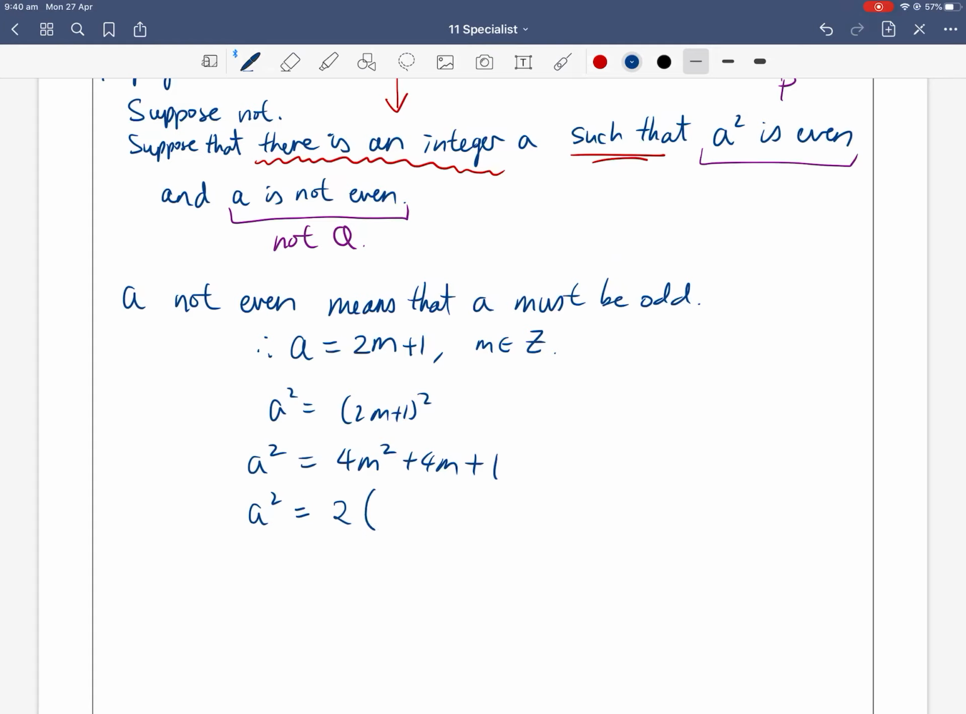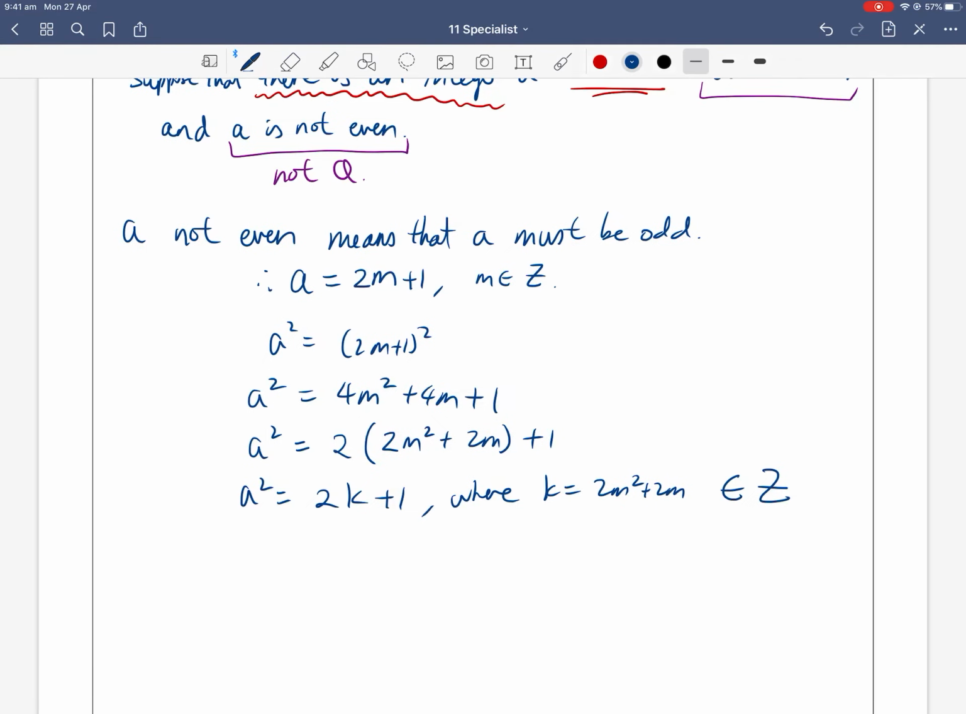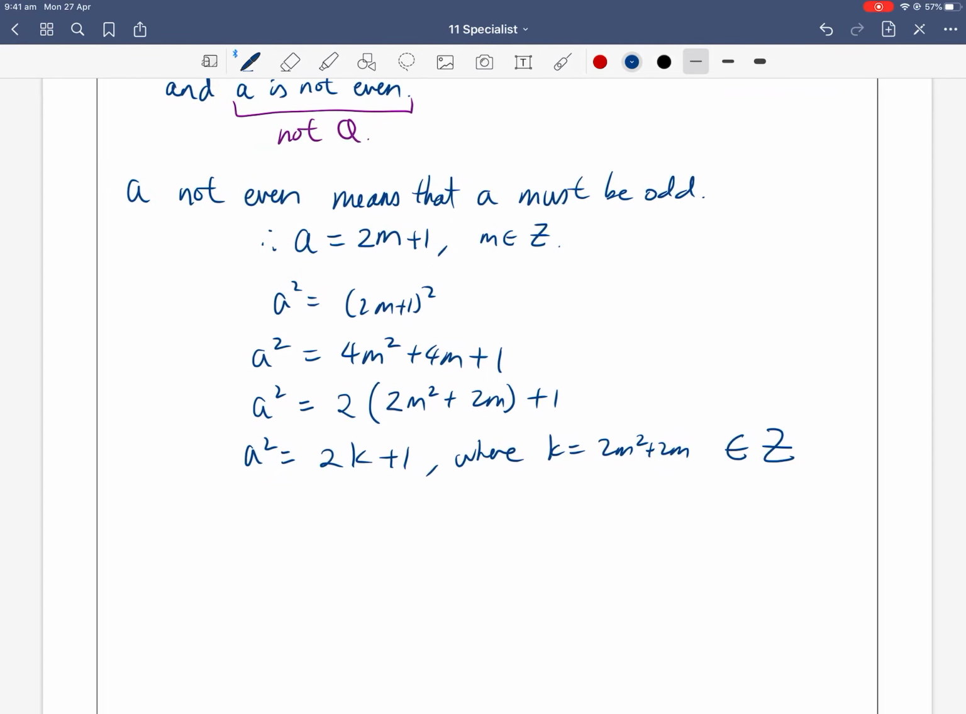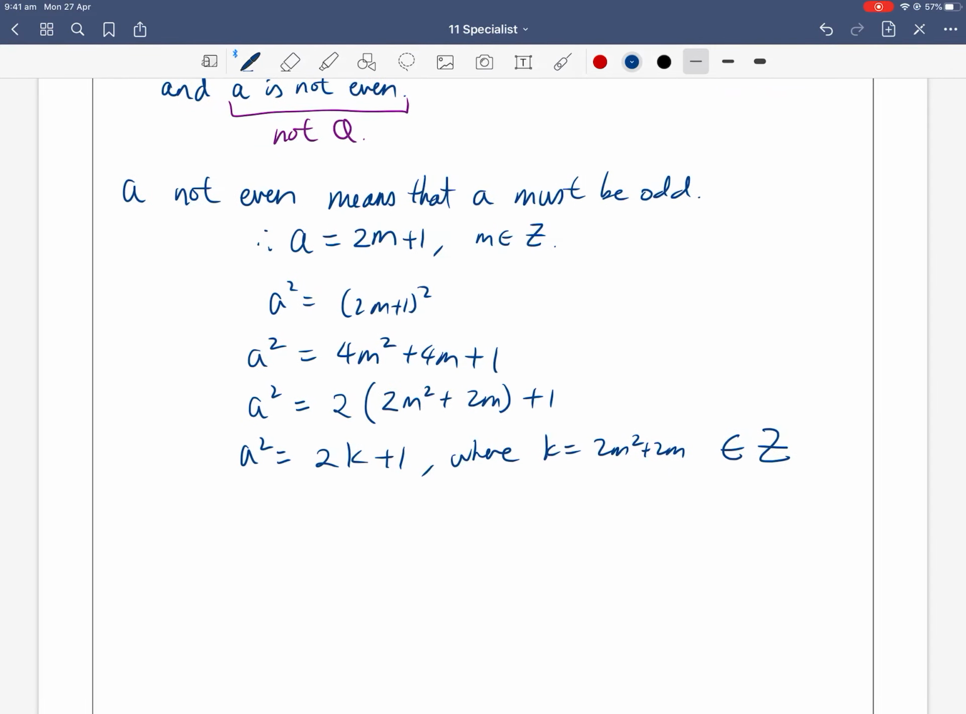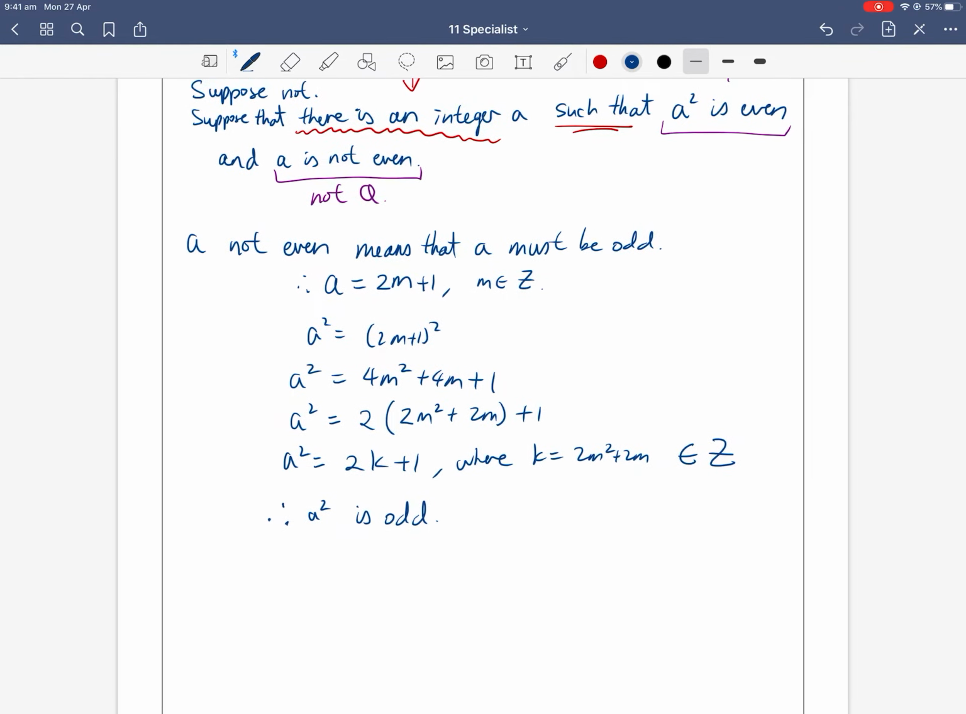So a squared, you remember when we're trying to prove even or odd, we're trying to pull a factor of 2 out. So that leaves us with 2m squared plus 2m plus 1. So a squared equals 2k plus 1, where k is 2m squared plus 2m, and it's an element of the integers, because if you square, multiply, or add integers, you always end up with an integer. So by definition, a squared is 2 lots of an integer plus 1. So therefore, a squared is odd.